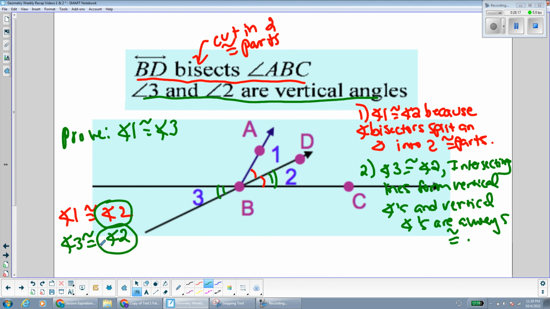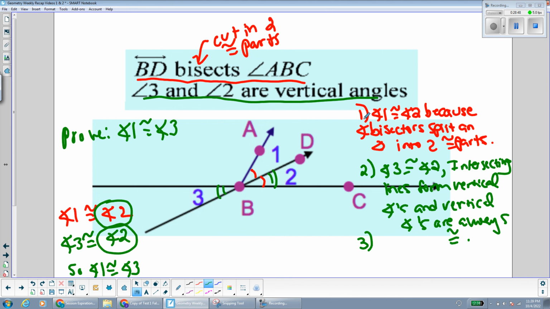The transitive postulate says if we have two things that are congruent to the same third thing, then they're congruent to each other. Just like we have here, we have two angles, angle 1 and angle 3, that are both congruent to the same third angle, angle 2. So that means they have to be congruent to each other. So I'm going to write that over here. And I should write that here. So angle 1 is congruent to angle 3.